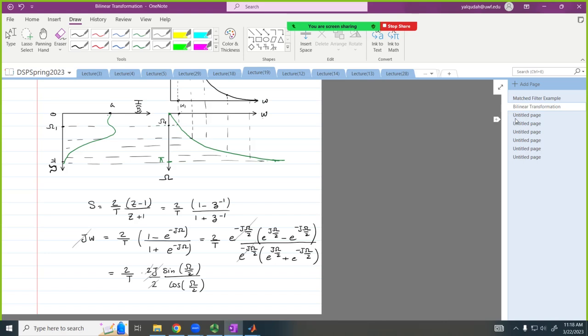The j here. Okay. Yeah, a different color.